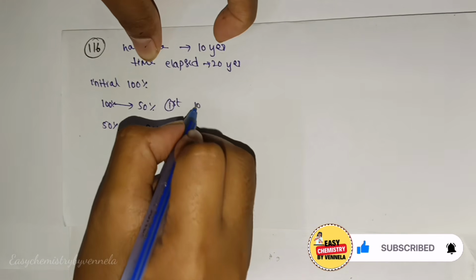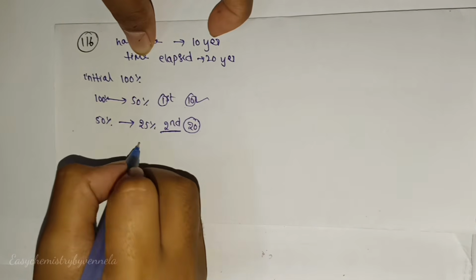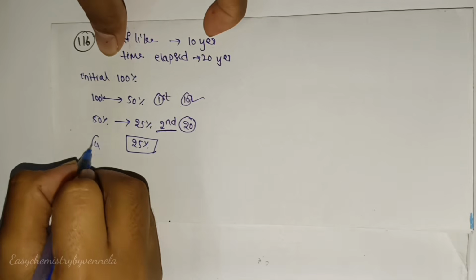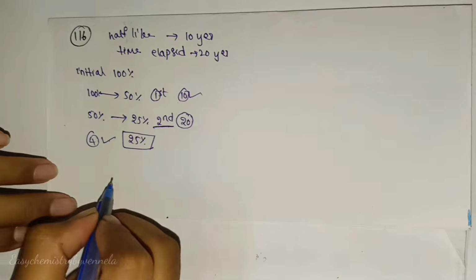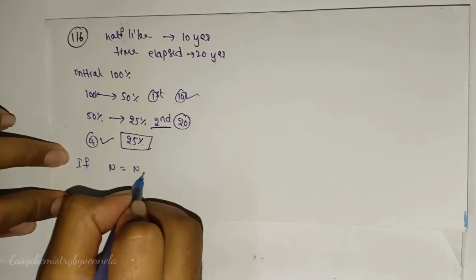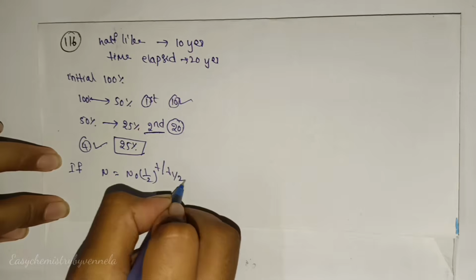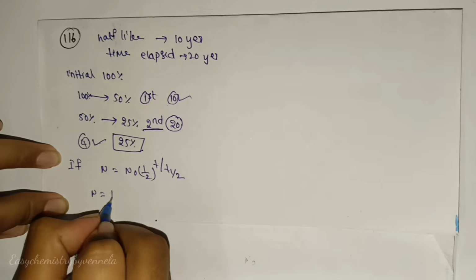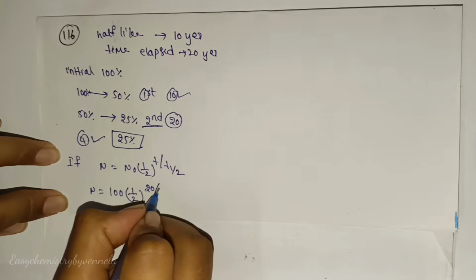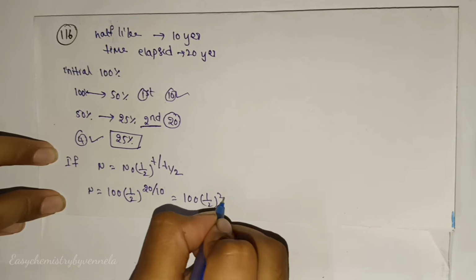Our question is after 20 years. This is after 10 years. This is after 20 years. That is 25%. Fourth one is the correct one. If you want, you can solve with this formula. N is equal to 100 into (1/2)^(20/10), that is equal to 100 into (1/2)^2.